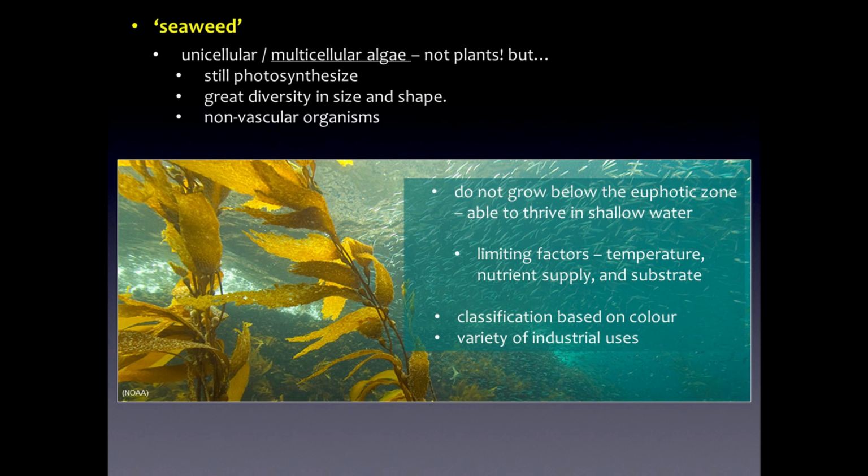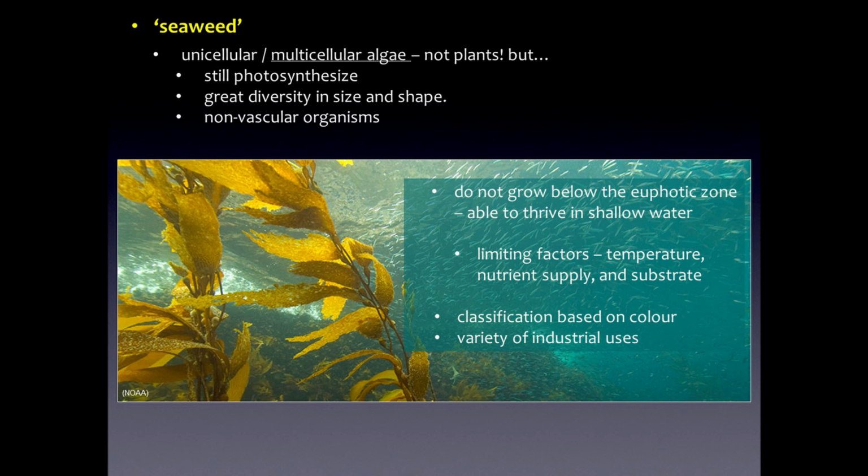There are some limiting factors that will control where they can live. Once again, water temperature. Some species like warmer water, some like colder water. How much nutrients are available: with a low nutrient supply, your macroscopic algae might not do that well. As well as the substrate. Remember, they have that holdfast, so they need to be able to anchor themselves to something. Otherwise, they just float away, and that's not good if you're a seaweed or a macroscopic algae.